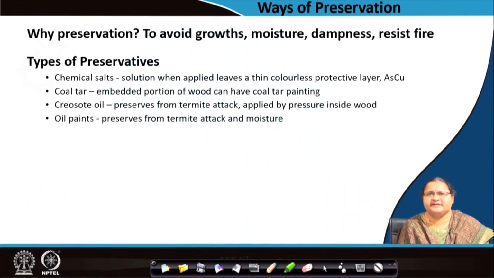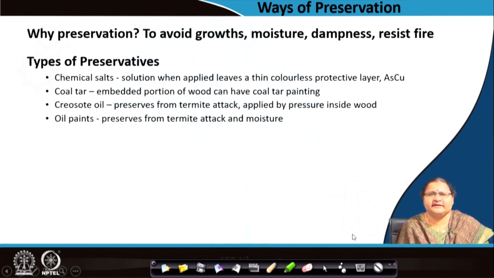Chemical salts can preserve. By putting a layer of protective chemical salts, you can preserve timber. If you use large long sections, you can paint it with coal tar. When it is embedded below the ground, you cannot access that portion, and that portion continuously faces groundwater and also the microbes within the soil. So, that can be prevented by the impervious layer of tar.